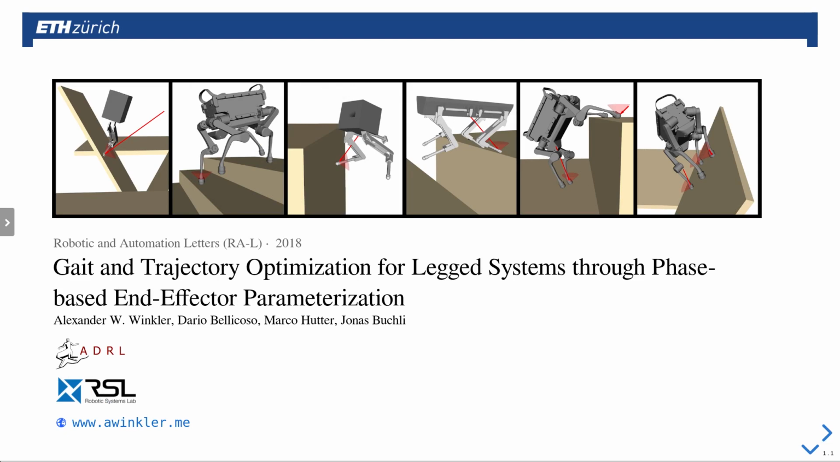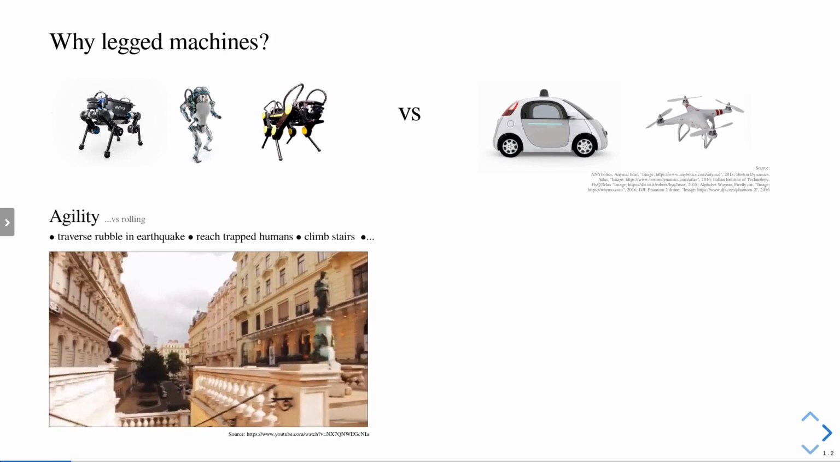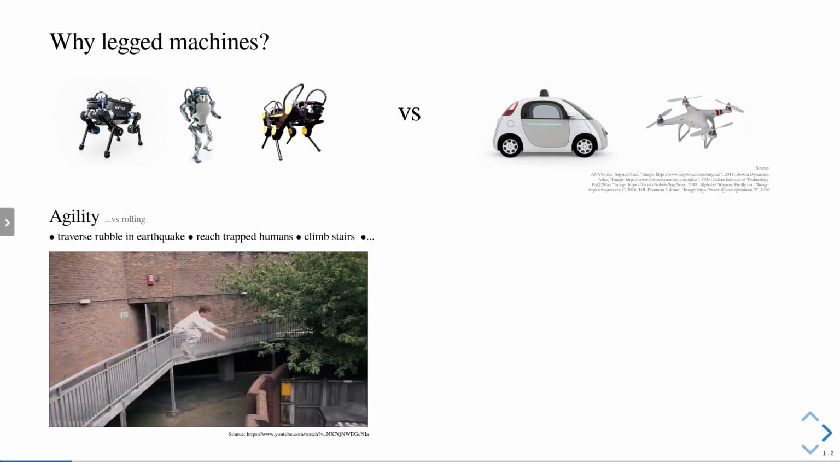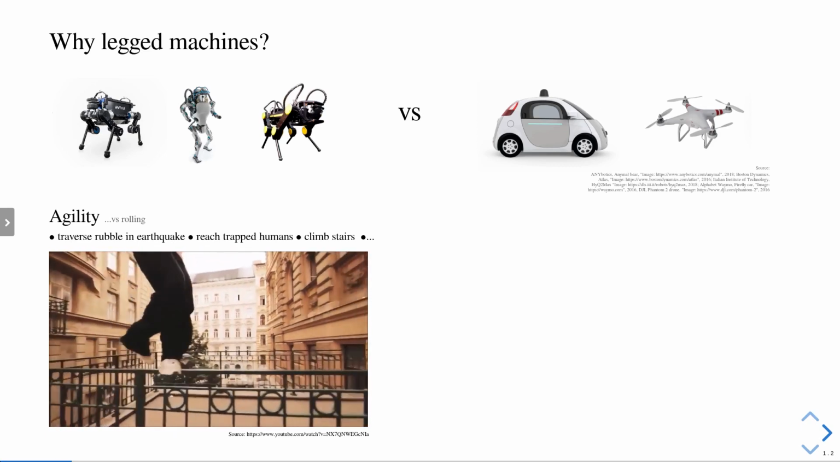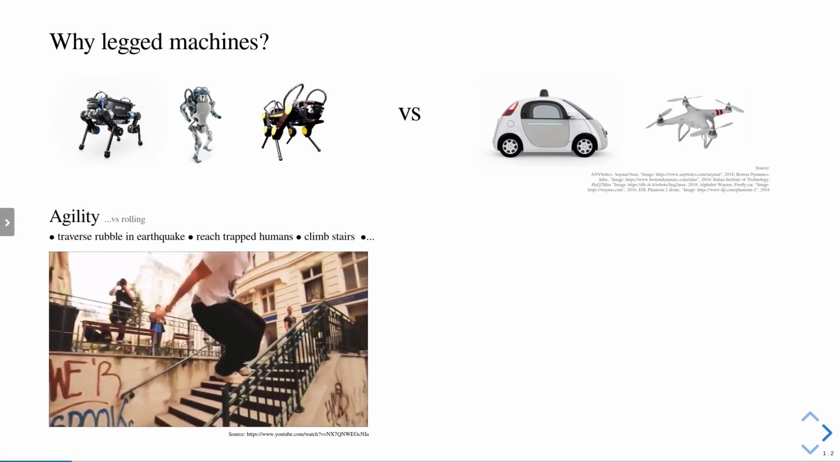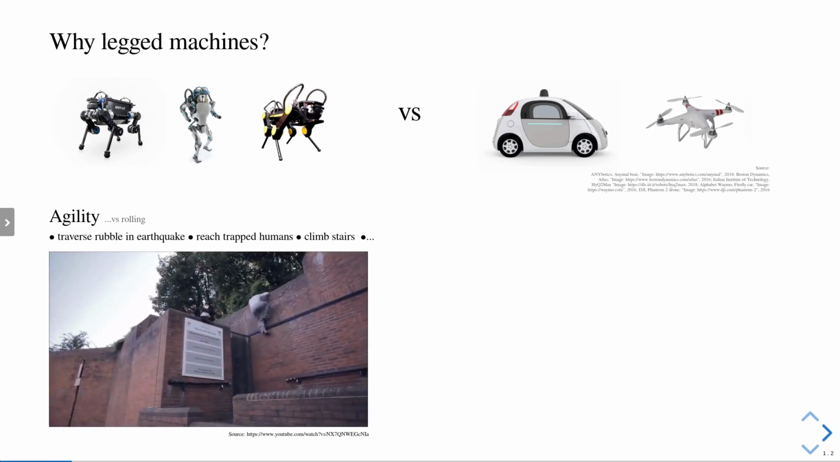So why are we even concerned with legged systems? What are the advantages of legged systems compared to rolling or flying vehicles? Well, one of the big advantages is that legged systems do not need a continuous path to move from a start to a goal position, but discrete foothold positions are enough to traverse terrain. And this allows motions such as these, which would be unthinkable with a rolling vehicle.